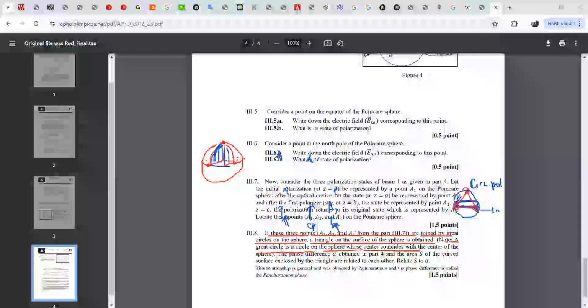This part is pretty hard. Yeah, but actually it is feasible to solve. It's just you have to pay attention to the definition, you know. It's saying a great circle is a circle on the sphere whose center coincides with the center of the sphere. No, in English it's pretty clear for me.